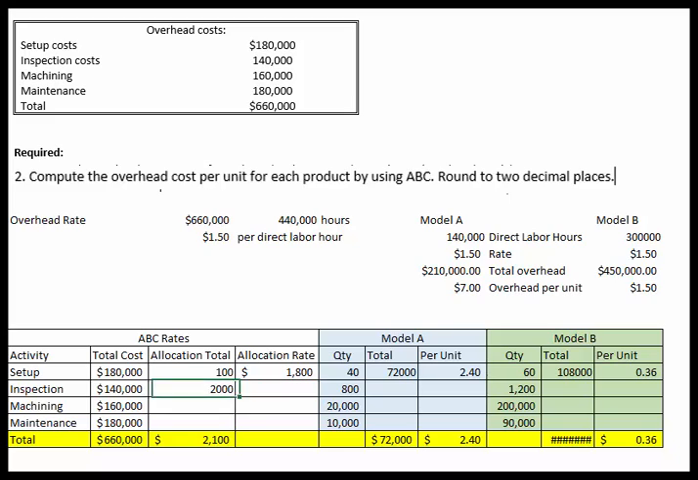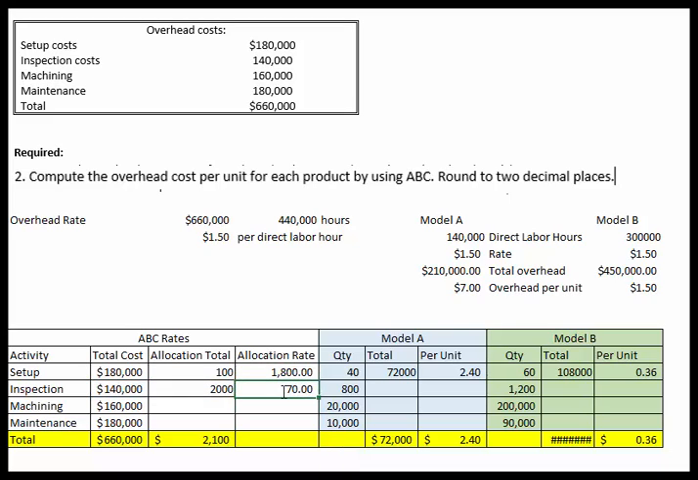Okay, and so here's the $140,000. There's the 2,000 total inspection hours. Model A will consume 800. Model B will consume 1,200. And so on a per inspection hour basis, it is $70. Let me do the same formatting here, just to make sure Excel isn't hiding any decimal points from me. Yep, $70 even.